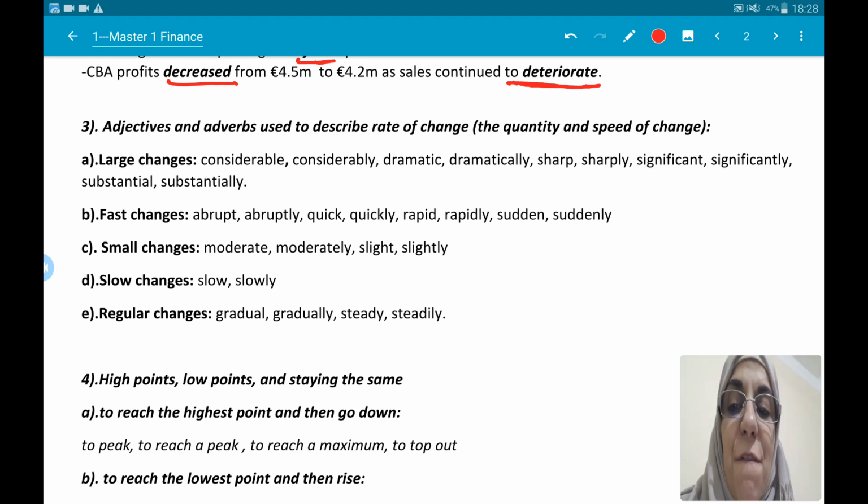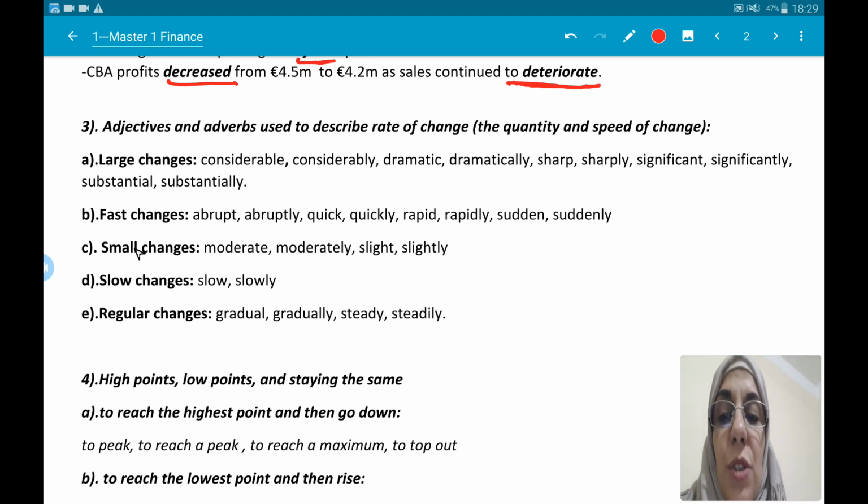Now, if we have fast changes in graphs or charts, we've got the adjective abrupt, the adverb abruptly, quick, quickly. So adjective, adverb, rapid, rapidly, sudden, suddenly. But if we want to put the adjective fast, we cannot say fast adjective and adverb fastly, because fast is an adjective and the adverb of such an adjective is fast as well.